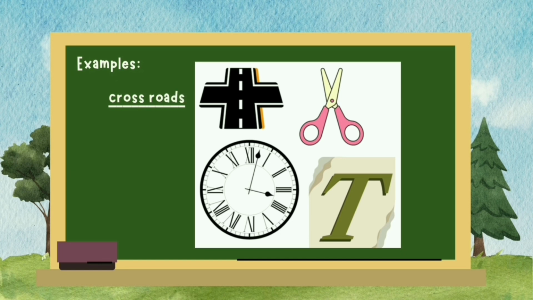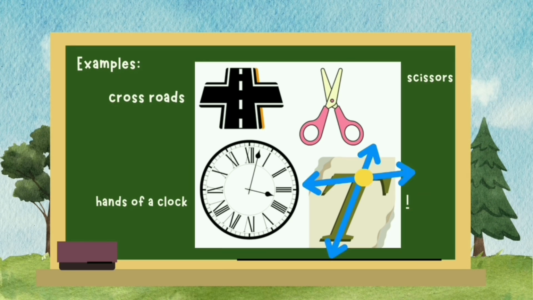For example, crossroads. Crossroads intersect at a certain point, so it is an intersecting line. Also like scissors, hands of a clock, and lastly the letter T. It also intersects at a certain point, so it is an intersecting line.